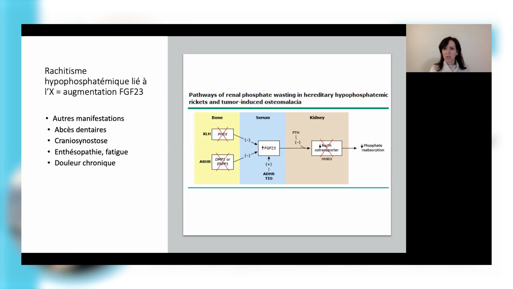I really wanted to mention it today because the earlier you treat these kids, the better their height potential is, and the less likely they are to have permanent malformations. These kids also tend to have dental abscesses, which could be really traumatic for a child, with extraction of teeth really early on. Some can also present with craniosynostosis. These kids tend to be achy because they have enteropathy. They tend to be a little more fatigued, with this chronic pain. So the earlier we see them, the earlier we get them treated.